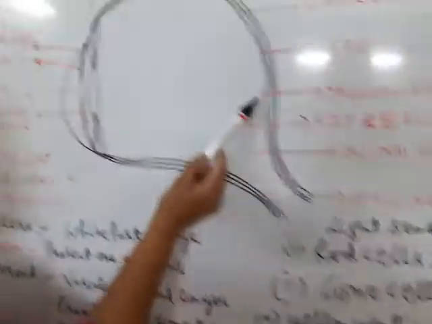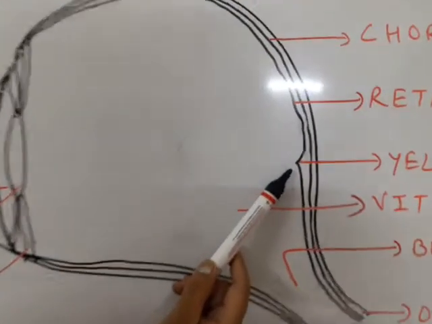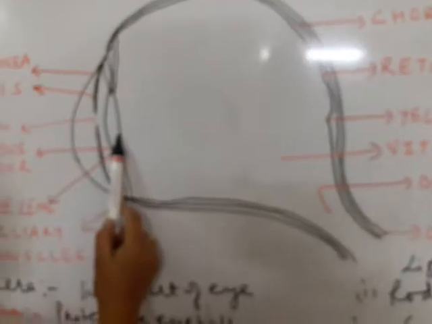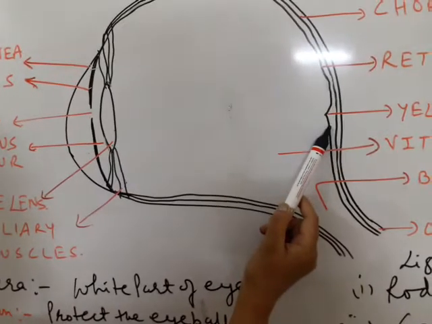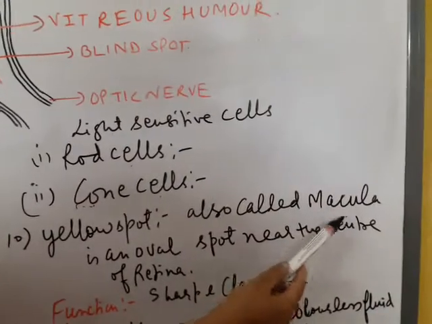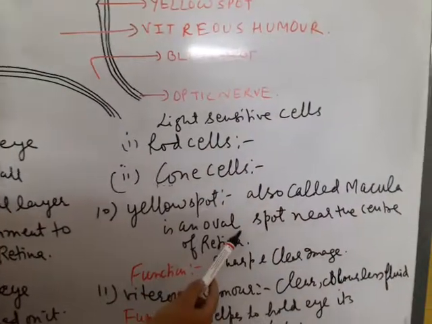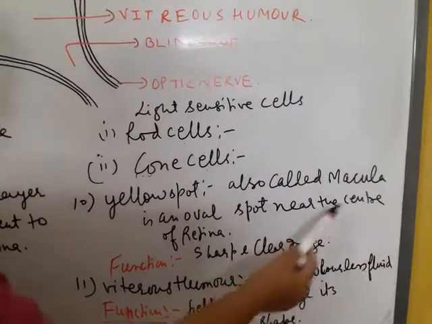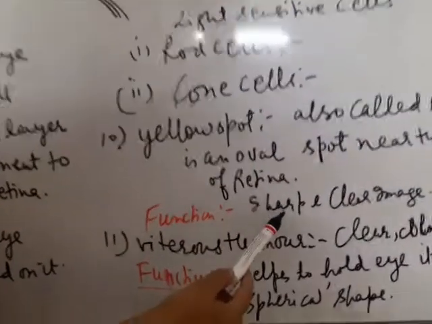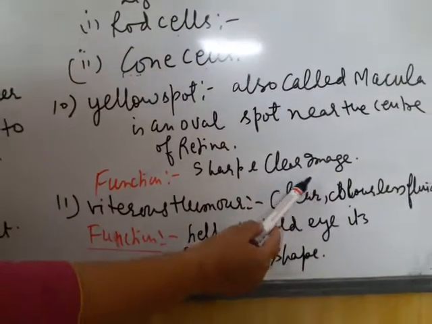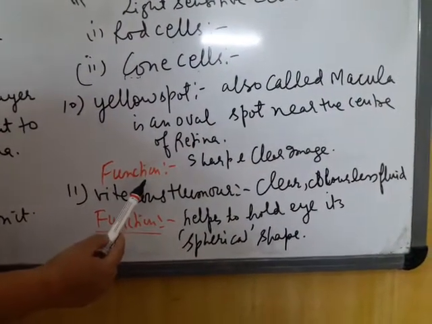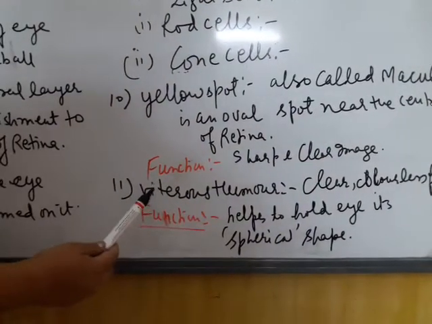Then there is the yellow spot. Look at the yellow spot. The yellow spot is exactly behind the eye lens on the retina. It is also called macula. It is oval in shape and is a spot near the center of the retina. Its function is that a very sharp and clear image is formed at this point on the retina.